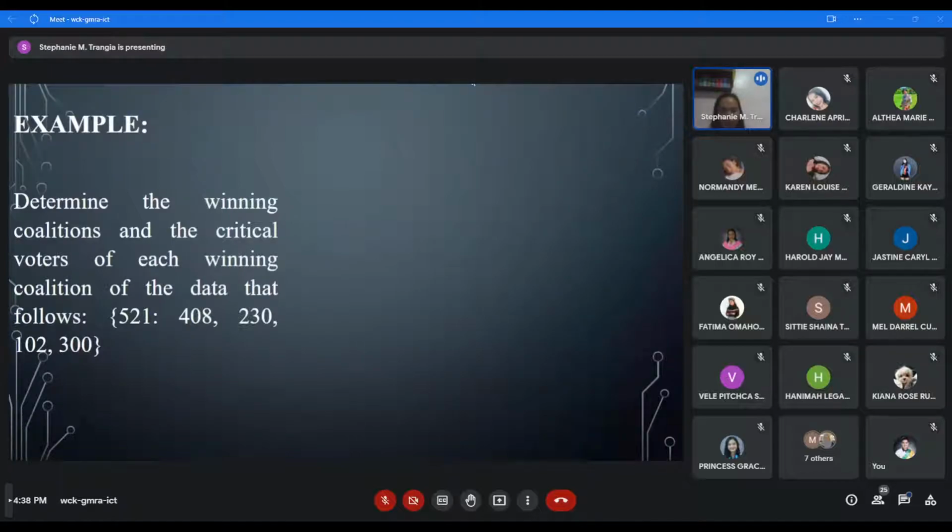So for example, in this case, we have 521 as our quota. Then we have A, 408, B, 230, C, 102, and D, 300. Those are their weights. A has 408 votes, B has 230 votes, C has 102 votes, and D has 300 votes.